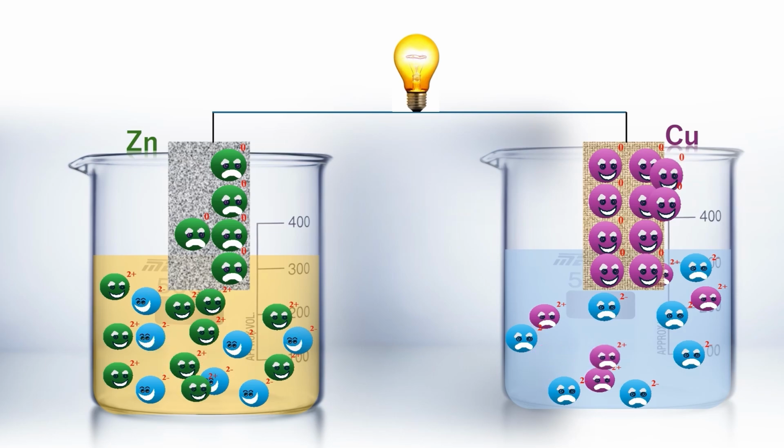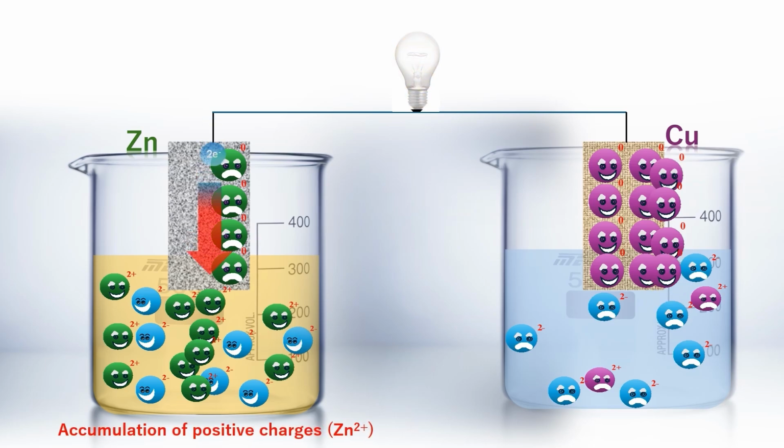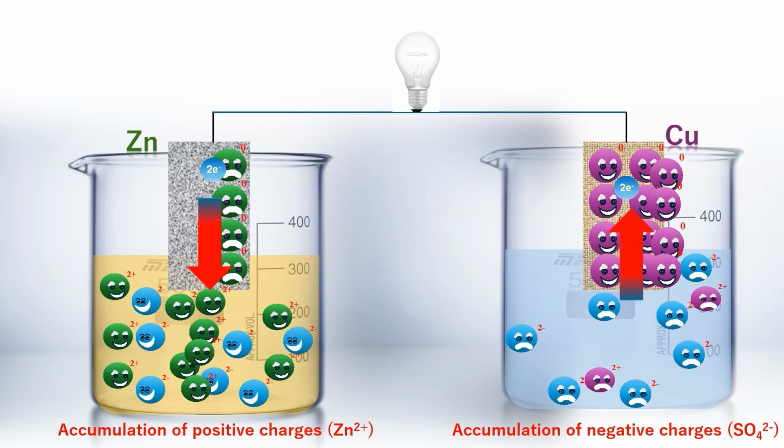This leads to the accumulation of positive Zn2+ ions in the solution, and creates a strong positive environment. The electron flow through the metallic wire is inhibited by the force of attraction between negatively charged electrons and positive Zn2+ ions. The electron flow to the copper sulfate solution is also blocked by the force of repulsion between negatively charged electrons and excess negative SO4 2- ions.